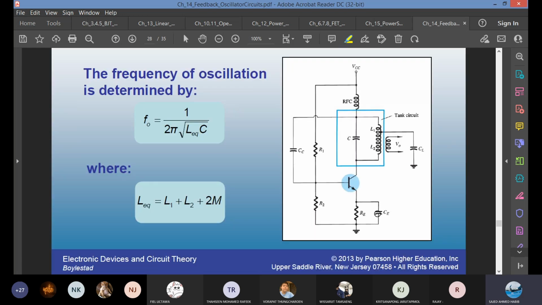You have to find total L by adding them, and then by adding 2 times the coupling factor. This one was asked in the quiz, I believe. Many of you got it wrong. Maybe you pressed the wrong calculator button.